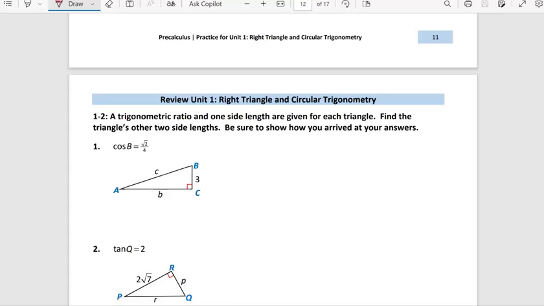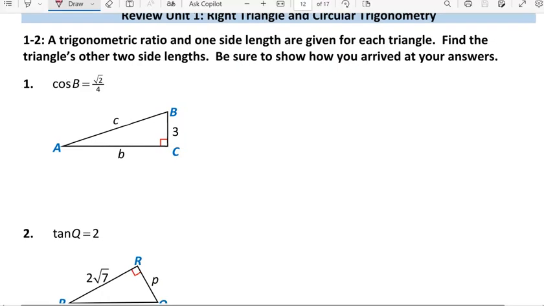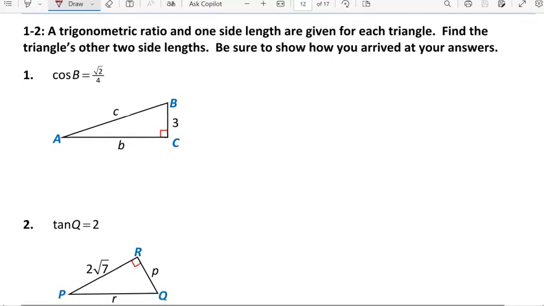This is a video walkthrough for the Unit 1 review, which is an optional assignment. In 1 through 2, a trig ratio is given and one side length for each right triangle. We're going to use the trig ratio to find the other side lengths.